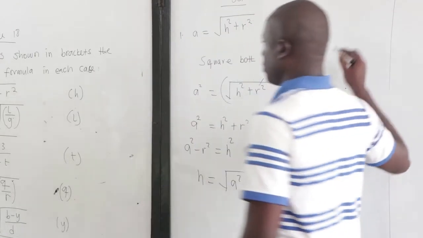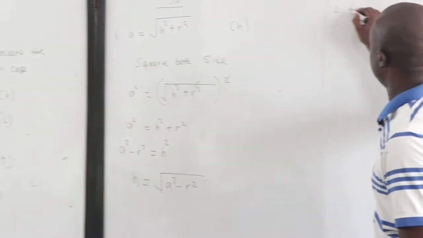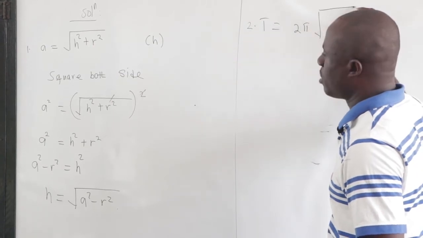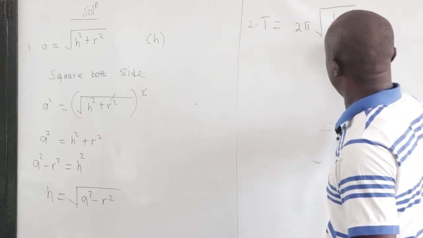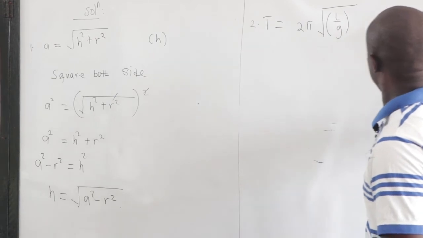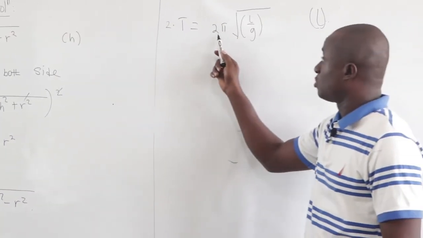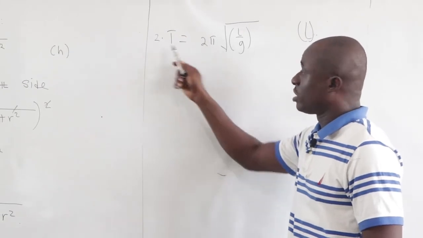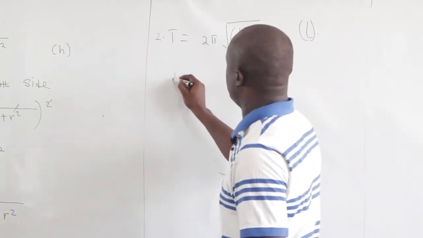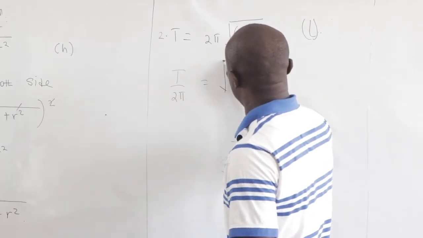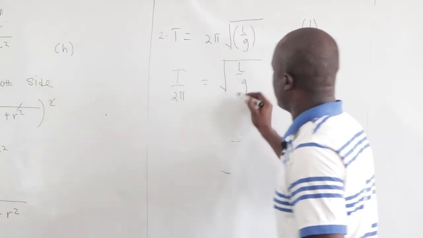Now let's see the second question. Question 2 is saying that t is equal to 2 pi square root of L over g, and the question says we should make L the subject. What can we see here? 2 pi is multiplying this, so we can divide by 2 pi. So we have t all over 2 pi equal to square root of L over g.